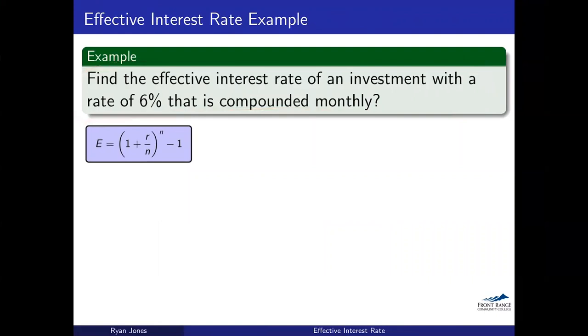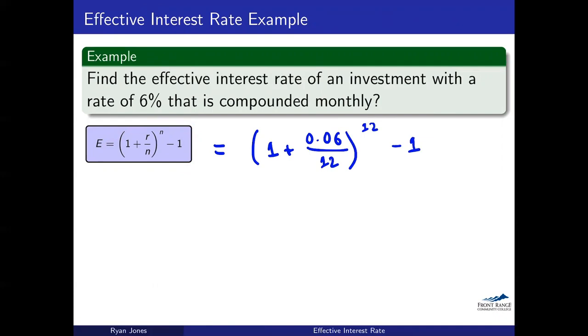The effective interest rate doesn't depend on time, and it doesn't depend on that principal amount P, as you can see, because there's no T or P in this formula right there. So let's go ahead and do this. Let's plug everything in. So we've got 1 plus R, which is 6%, so 0.06 divided by 12, because we're compounding monthly, raised to the 12, minus 1.